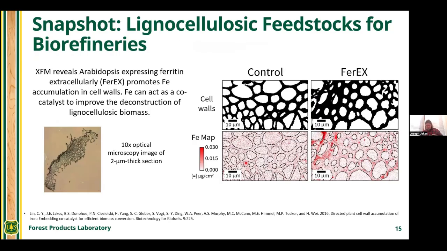Another snapshot here. This was with some collaborators at the National Renewable Energy Laboratory in the United States, and they were interested in trying to get woody biomass to accumulate iron in the cell walls to act as a cold catalyst during the deconstruction of lignocellulosic biomass. And they had these transgenic Arabidopsis specimens, and they were able to see that within the total stem there was more iron, but they couldn't tell whether that iron was in the cell wall or not. So again, we were able to use XFM to show that indeed in the transgenic Arabidopsis there was more iron in the cell wall itself.